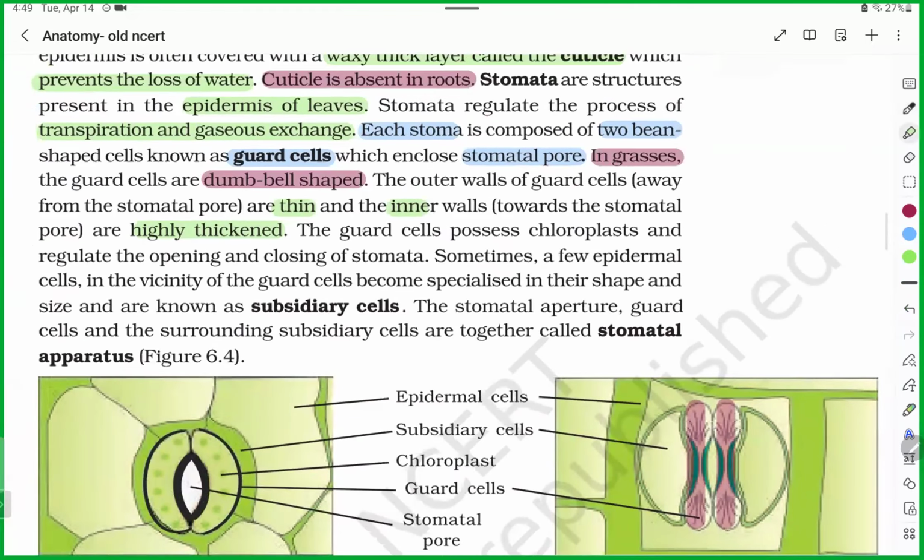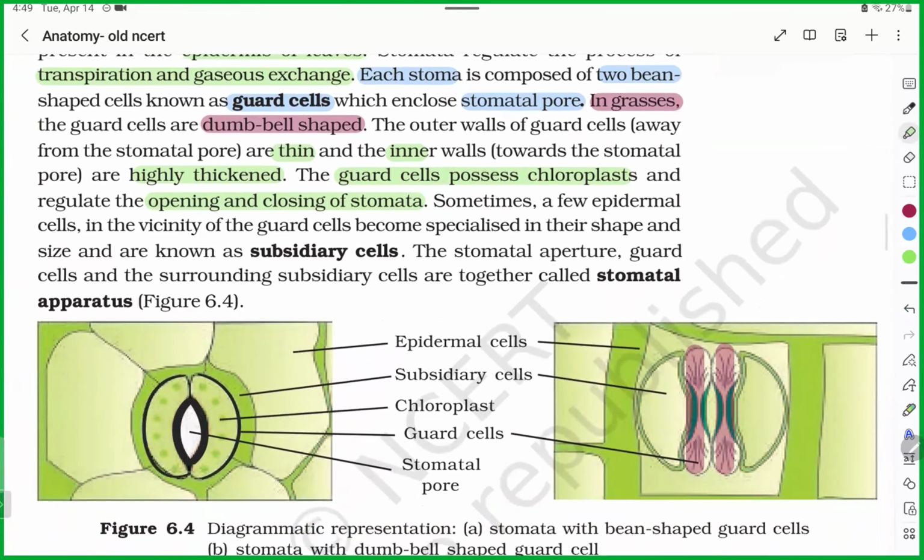Next. Guard cells have chloroplasts, and guard cells control the opening and closing of stomata. For example, in the daytime, if there is too much light, too much water will evaporate. We don't want unnecessary water lost from the plant. To avoid that, we open or close the stomata depending upon the requirement. Sometimes a few epidermal cells next to the guard cell become specialized in their shape and size and are known as subsidiary cells.